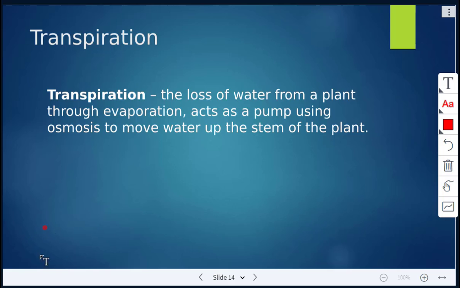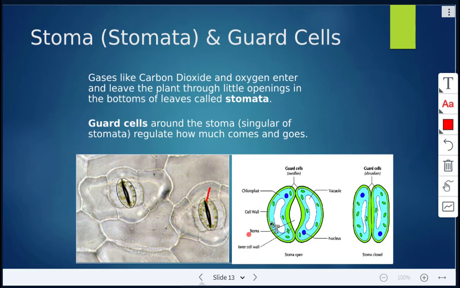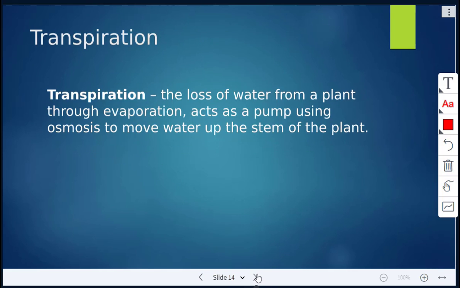All right, one process we also have to talk about is called transpiration. Transpiration is the loss of water from a plant through evaporation. But that acts as a pump using osmosis to move water up the stem of the plant. So as water is lost through the open stoma, it will act as a pump to move water up the roots and up the stem of the plant.